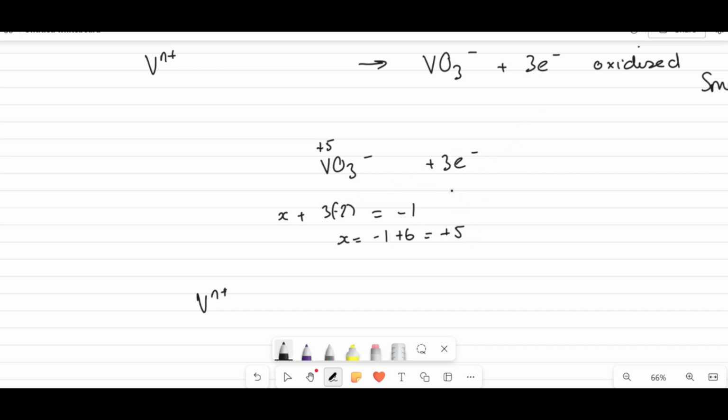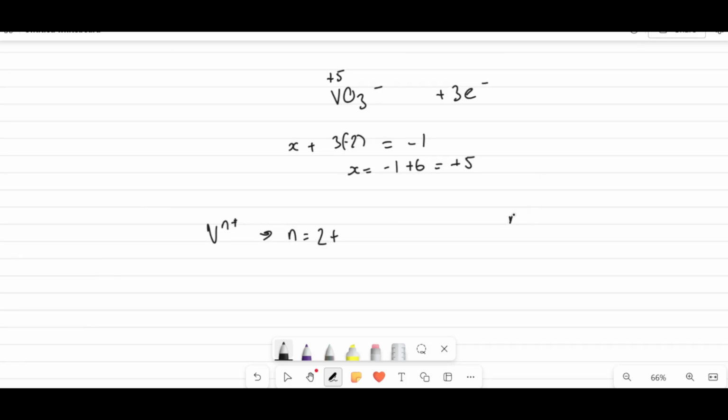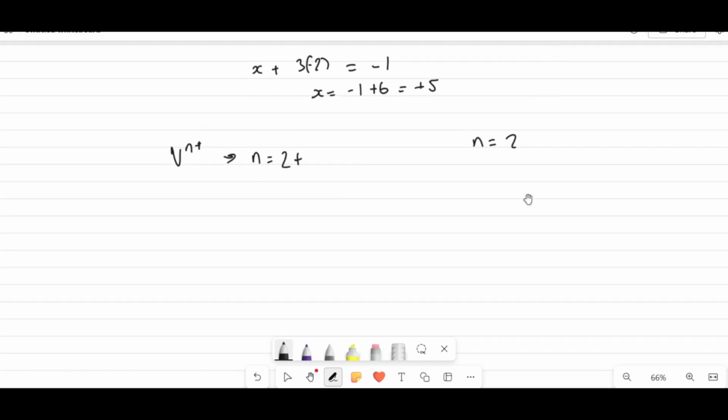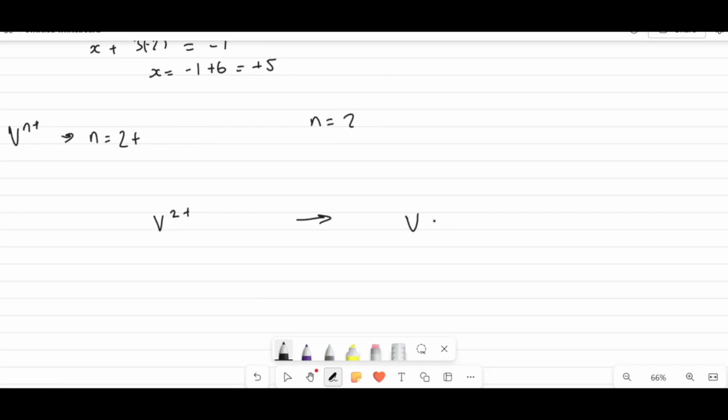Therefore, if we work backwards, as in we give it back those electrons, then its oxidation state must be 2 plus. So now you know that the N is 2, and we can also shell out the rest of this equation while we're here. So we know that it's now V2 plus becomes VO3 minus, and then how many electrons was it again?